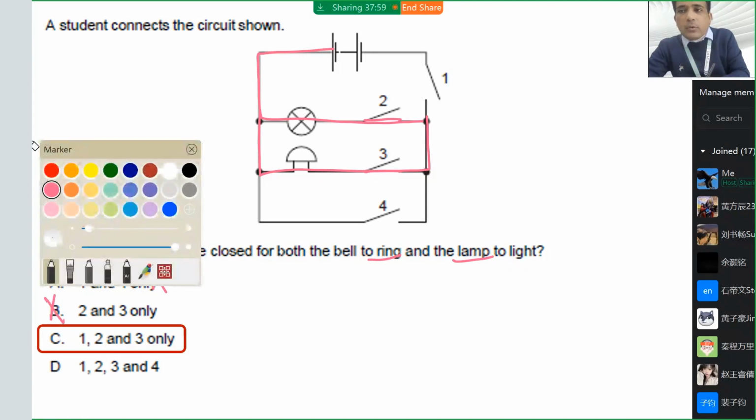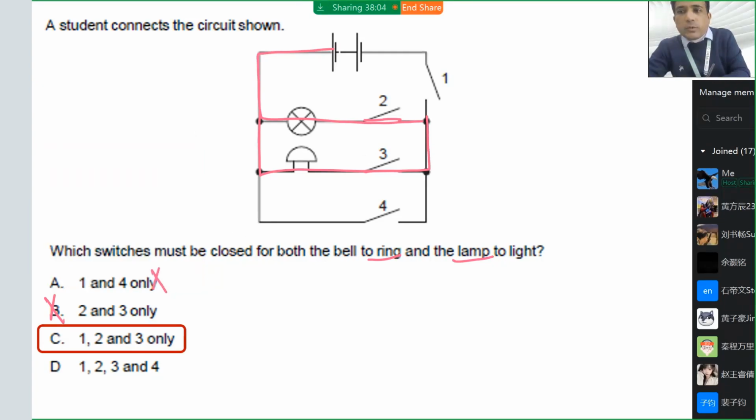Now let's move on to the last one: 1, 3, and 4. So if we close all of them, then what will happen? So, a very important point. This question has some very nice points to understand. So let's go to the last one. Maybe some of you have questions about that. If I close all these switches, now let's say we close this one, we close this one, and we close this one. So what will happen in this case?